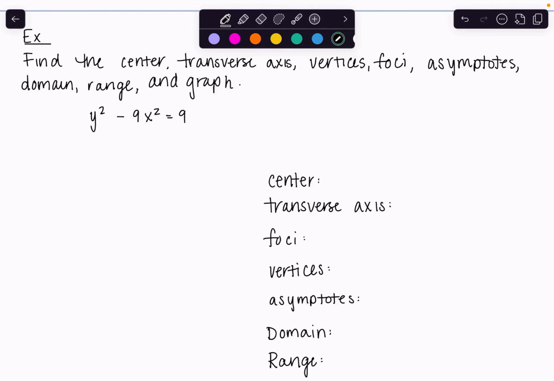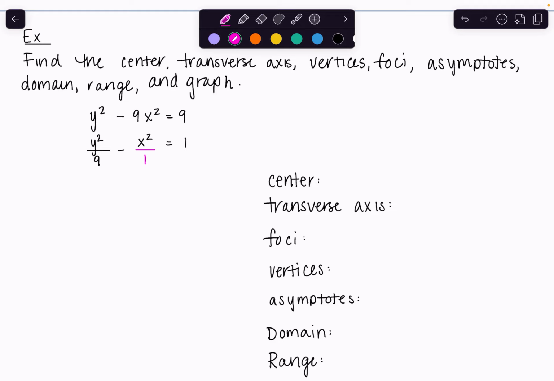So for this example, we're going to find the center, the transverse axis, the vertices, the foci, the asymptotes, the domain, the range, and we're going to go ahead and graph it. So this is the equation of my hyperbola. Again, that minus immediately tells me it's a hyperbola, but I always need a 1 on this side. So just rewriting this, that's y squared over 9, and then here you get x squared and 1. So that really tells me what's underneath x is 1.